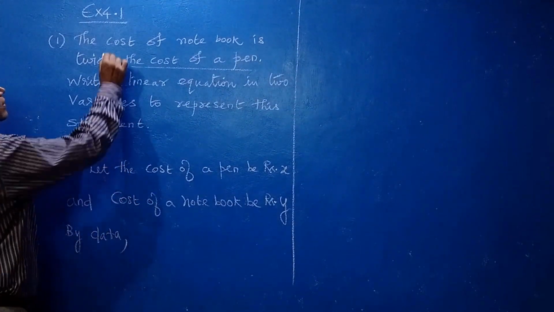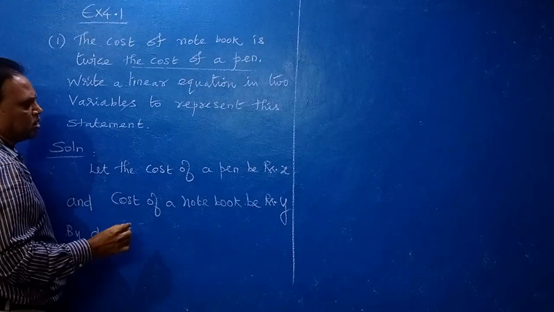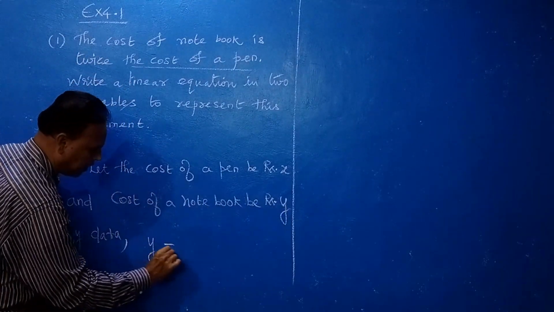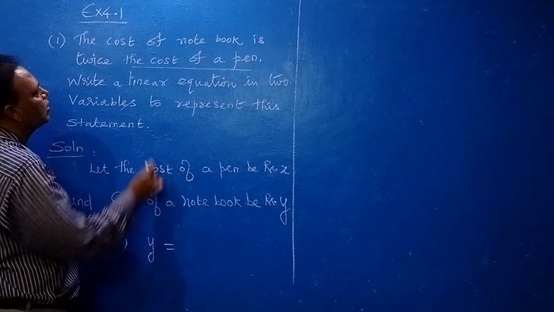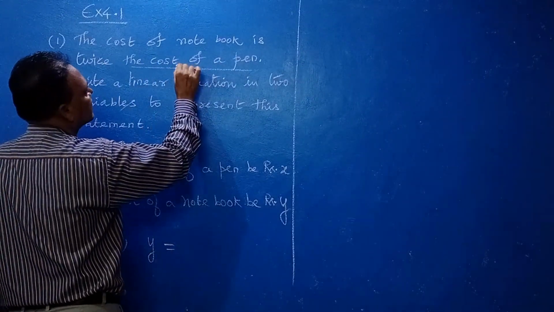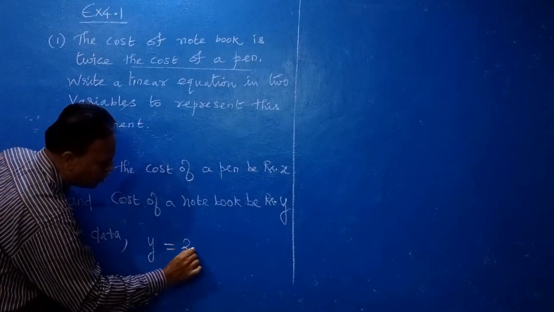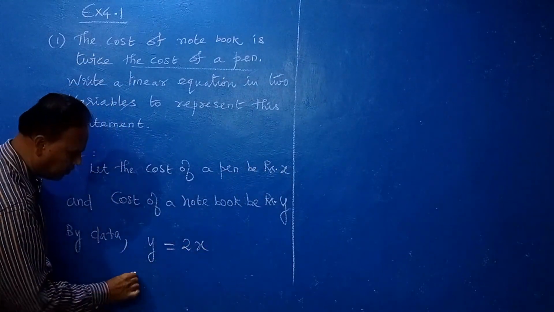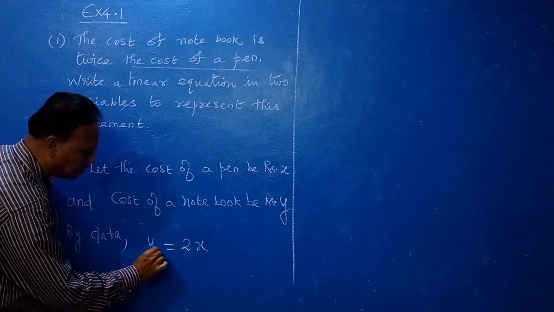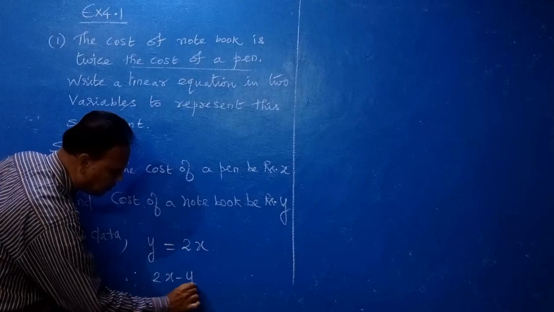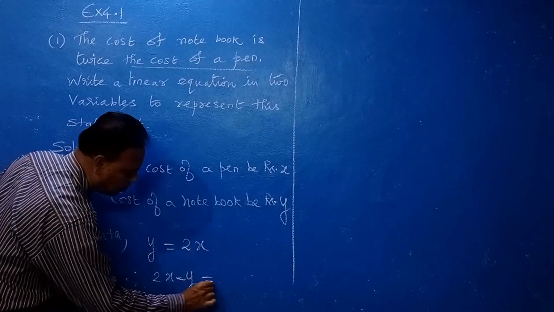The cost of a notebook. The cost of a notebook is what? Y is equal to twice the cost of a pen. The cost of a pen is what? X. Twice means 2x, 2 into x. Therefore, this can be written as, you bring this y to this side, 2x minus y equal to 0.